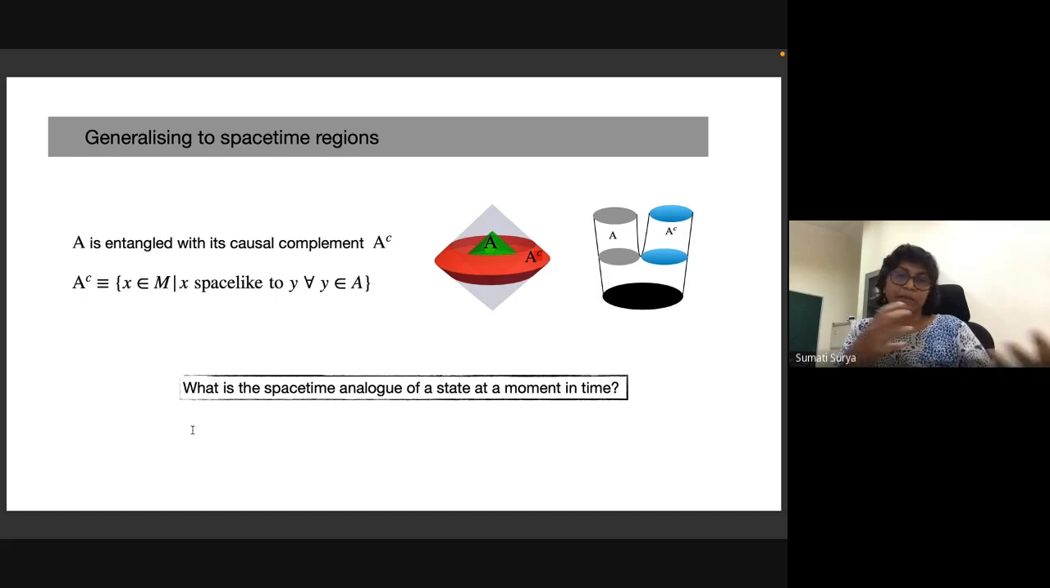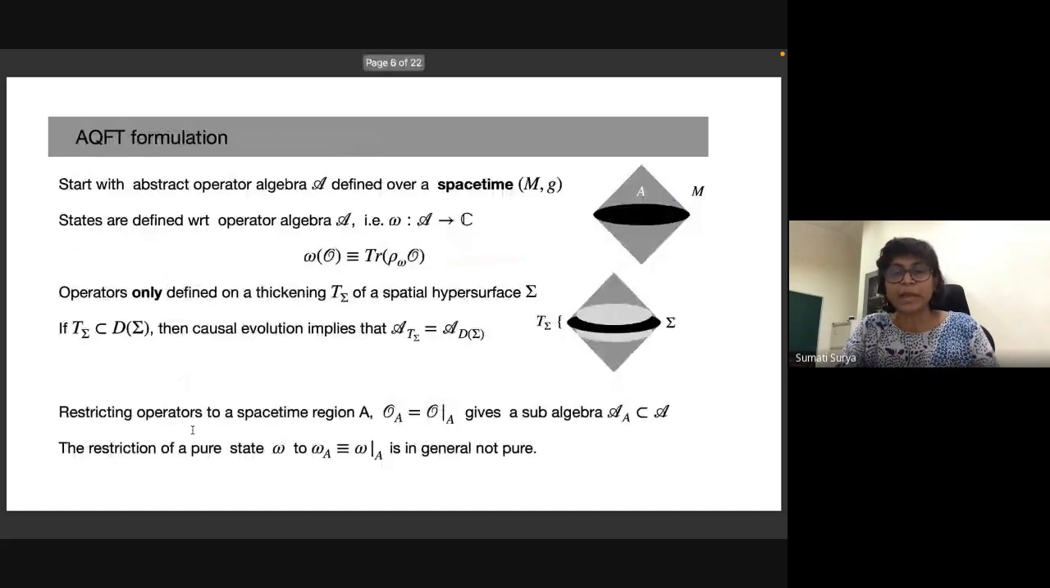And just to give a perspective on this, when people do algebraic quantum field theory, I will not go into this at all, I will not be using this formulation, but just to give you a certain legitimacy in thinking about things in terms of spacetime regions rather than spatial hypersurfaces: in the AQFT formulation, you start off with an operator algebra, a C-star algebra, whatever you like, over a full spacetime. It's not defined at a moment of time. And the states are defined with respect to this operator algebra. They're basically maps from the algebra into the complex plane.